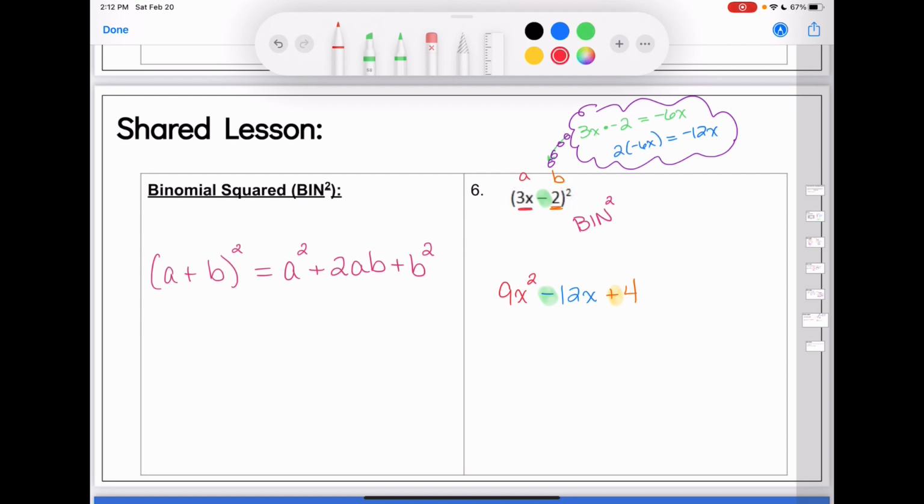So notice I didn't have to write out the two parentheses. I didn't have to show my FOIL and then add the two middle terms. If you use your bin squared shortcut, then you're done. But it's a tough one to see and a tough one to get right. So I understand if you're just going to write it out in FOIL, that's perfectly fine as well.